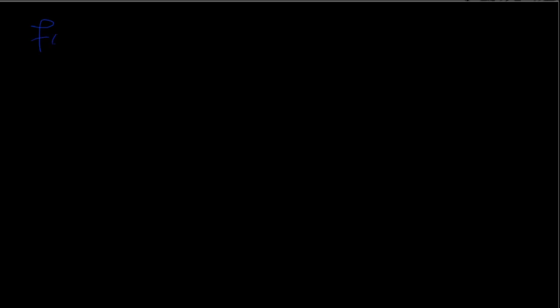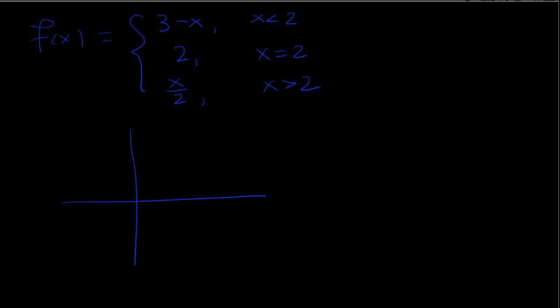So let's say I have f of x is equal to 3 minus x if x is less than 2, 2 if x is equal to 2, and x over 2 if x is greater than 2. So that's going to look like this. At x equals 2, we said it's 2. And to the left of 2, we have 3 minus x. We know at x equals 0, it's 3. And at x equals 2, it's 1. We're going to put an open circle since we're strictly less than 2. And then we're just going to connect it.